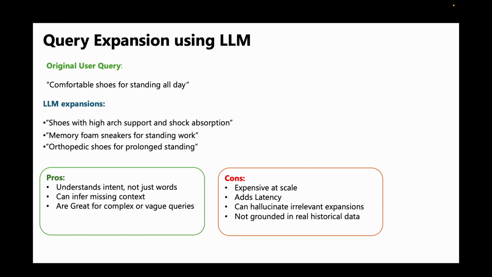The last solution that I want to discuss is the most dynamic of all the solutions we have discussed so far. You do not need to maintain any dictionaries or vector index, but rather use a large language model to rewrite the query. Large language models are one of the most popular and effective methods for query expansion, as they can understand the intent and don't just rely on the words. They can also infer missing context and are great for complex or vague queries. They are, however, expensive at scale and can also add latency. They can also hallucinate with irrelevant expansion, which is not grounded in the real user historical data.